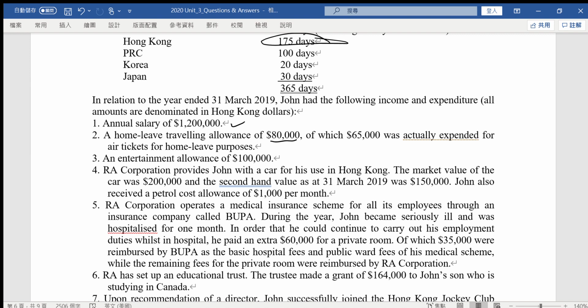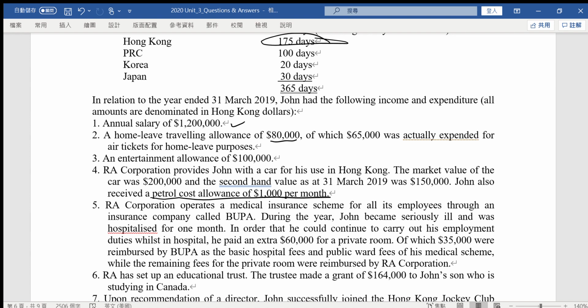Okay, number 4, the company provides him a company car. The value of the car is worth $200,000, second hand is 150,000. But no matter how, that is the company car, right? That's why there is no convertible benefit. It won't be taken into consideration. But the second part about John, the petrol cost. This allowance is a cash allowance, 1,000 per month. That's why that will be fully taxable. This $1,000 per month should be times 12 also.